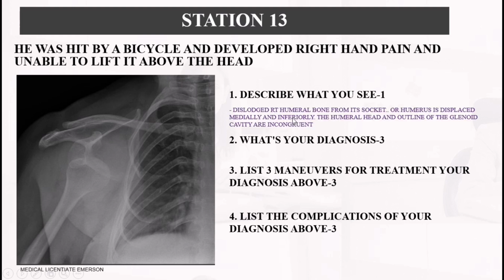So describe what you see. You can see here there is a dislodged right humeral bone from its socket. You can say that the humerus is displaced medially and inferiorly, or you can also say the humeral head and outline of the glenoid cavity are incongruent. But I'm sure the easiest thing you can say is just that the humeral bone is dislodged from its socket. Then what is your diagnosis? As you can see, this is anterior. So the diagnosis is anterior shoulder dislocation. You can see the rotation of the dislodged humerus.